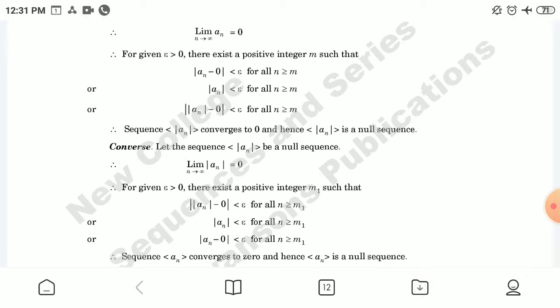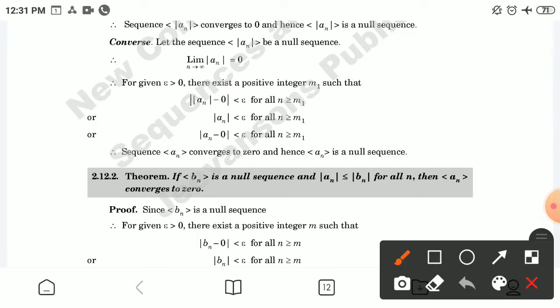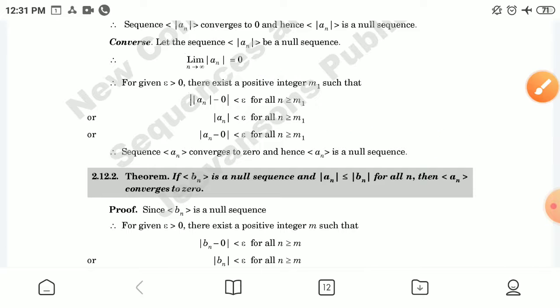Now the converse part. Let the sequence mod of an be a null sequence, therefore limiting value will be 0. For a given epsilon greater than 0, there exists a positive integer m1 such that mod of mod an minus 0 is less than epsilon for all n greater than or equal to m1. Therefore mod an is less than epsilon for all n greater than or equal to m1. An minus 0 mod is less than epsilon for all n greater than or equal to m. Sequence an converges to 0 and hence an is a null sequence.